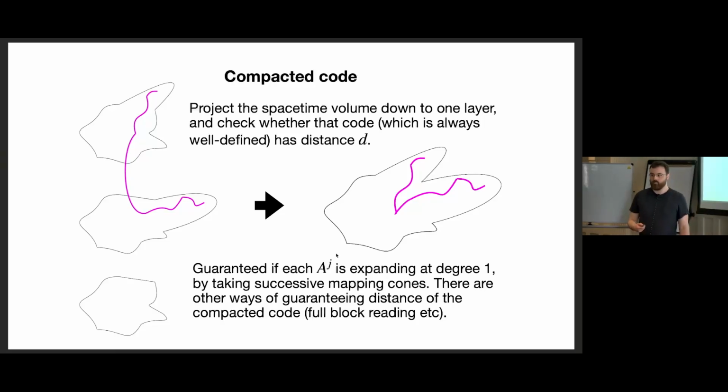Kind of like what we talk about in the rest of the paper is things like full block reading and similar kind of protocols, which are kind of like transversal surgery. And these kinds of protocols always preserve the distance of the compacted code, and so we're in business.